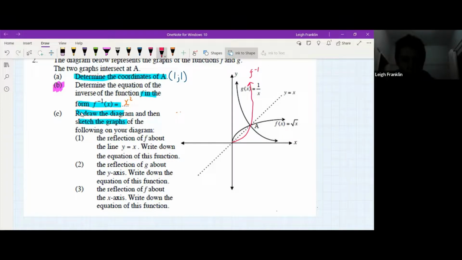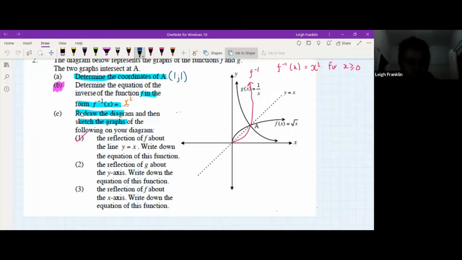As far as this one is concerned, that's the reflection of f about the line y equals x. Write down the equation of this function. The equation of this function is going to be what? x squared, where x is greater than or equal to 0. Everybody happy with that?